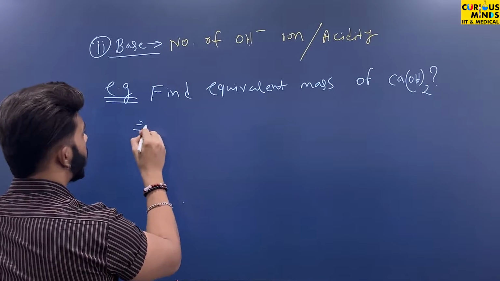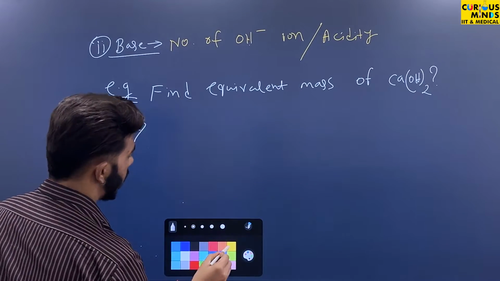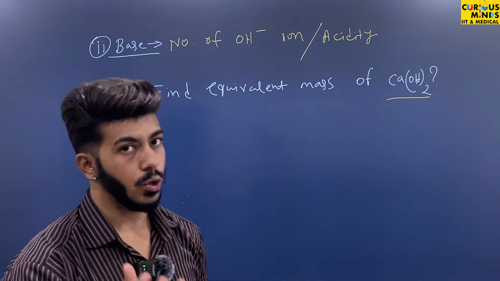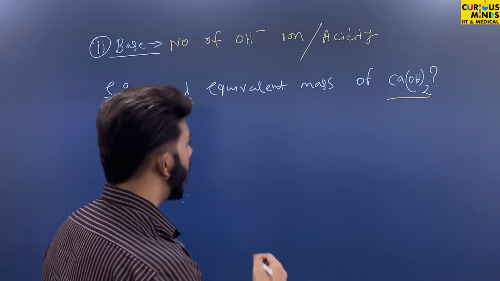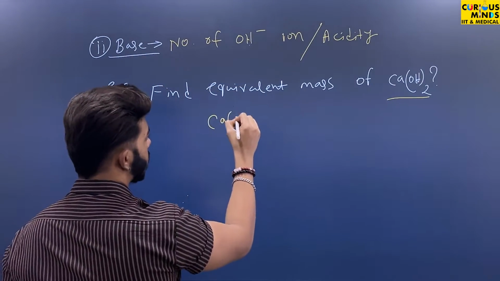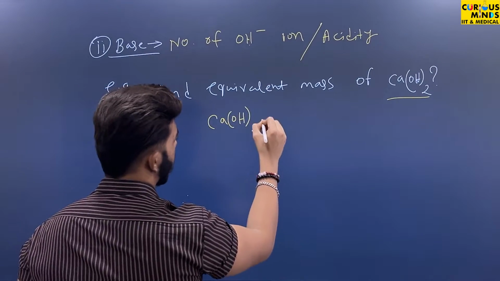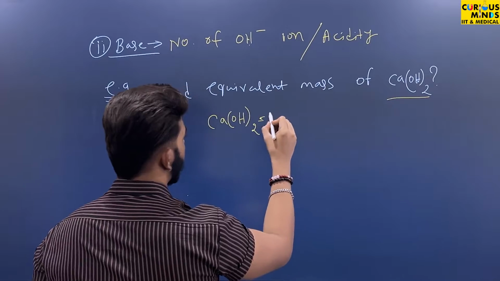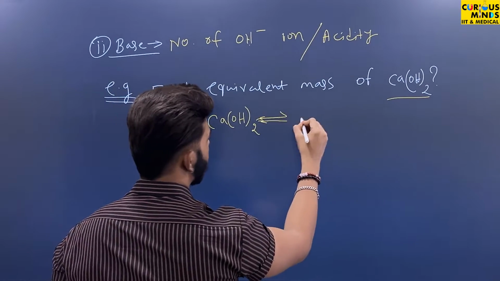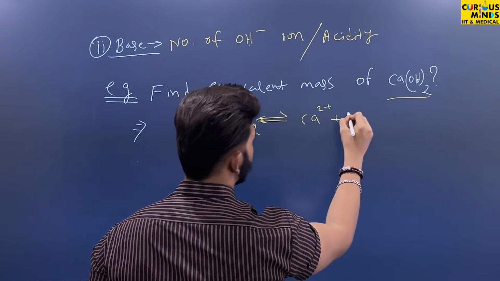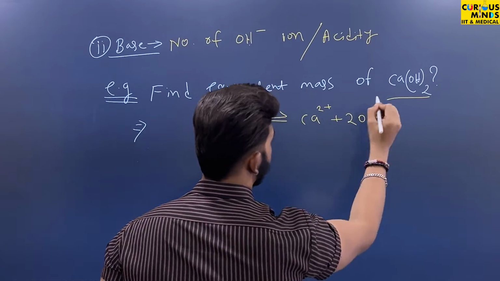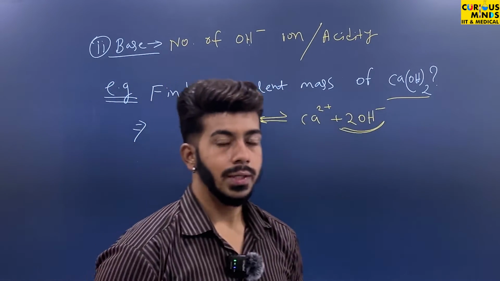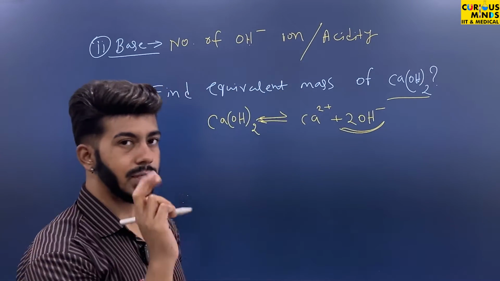Now let's talk about one question: find the equivalent mass of Ca(OH)2, that is calcium hydroxide. We know that it is a base, right? Let's first dissociate it. Ca(OH)2 will dissociate into calcium 2 plus and 2 OH minus. That means how many OH minus are there? It will be 2. That means the acidity of calcium hydroxide is 2.